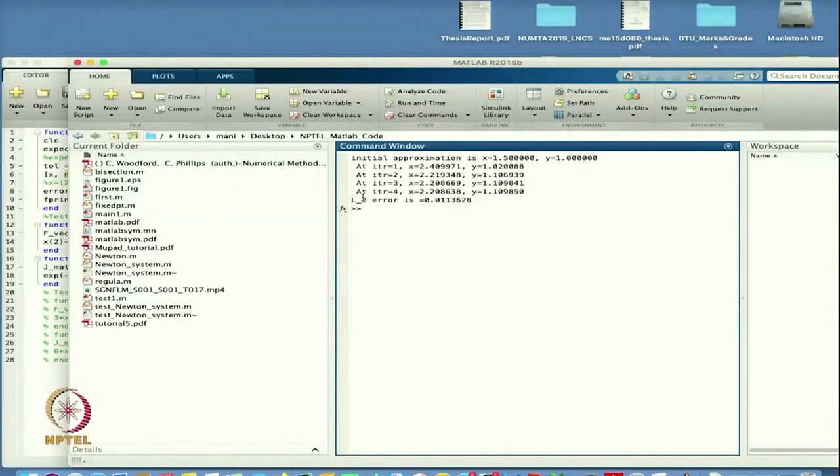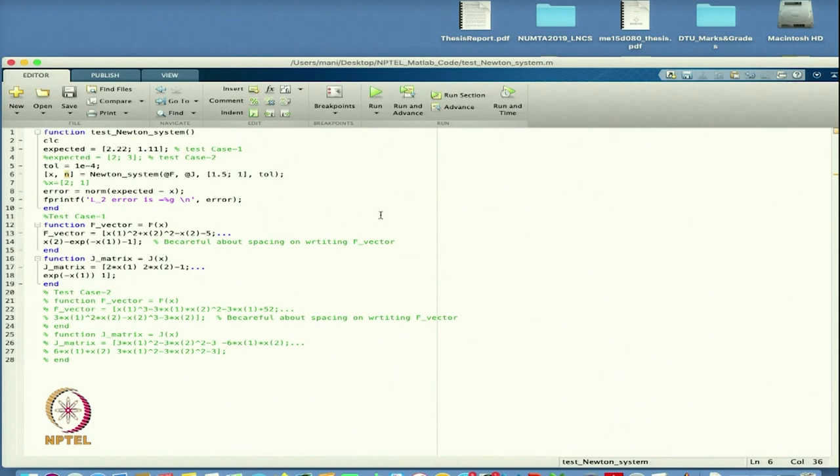Now, we are converging to this root. It is based on which root you want, because it may have more than one root and you do not know which root you are going to find. So, in this case I am going to find the root here. I take this initial condition and based on it my root is converging to 2.20 and 1.10. So, this is what we expected. That is the way we can solve test case 1.